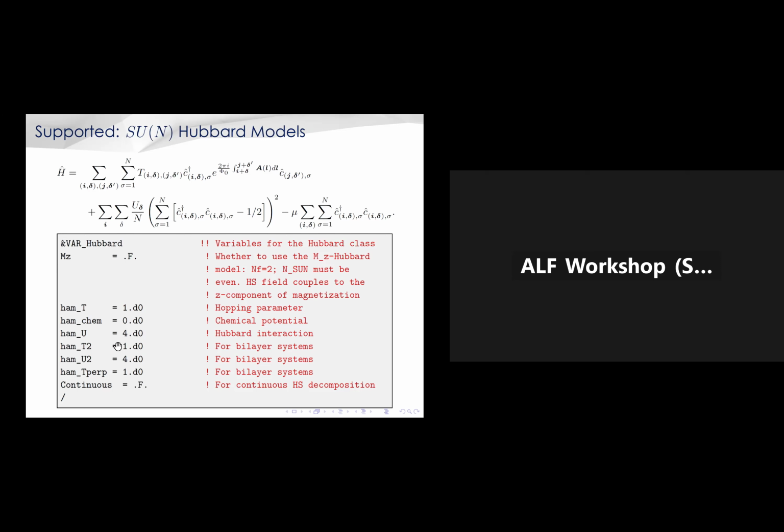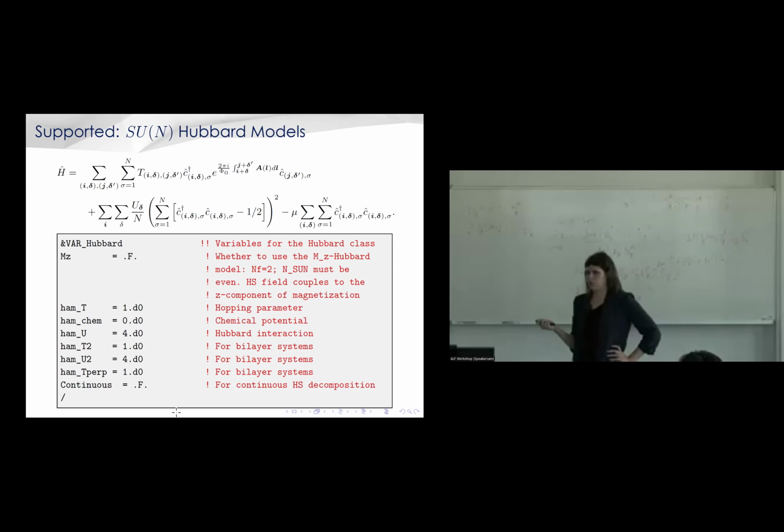So you can have hopping on the second layer, the on-site interaction for the second layer, and then hopping between the layers too. And then this last parameter is this continuous field variable that I mentioned before. You can use continuous fields in your Hubbard-Stratonovich instead. And so that's a feature of the ALF, but you're still studying the same model.